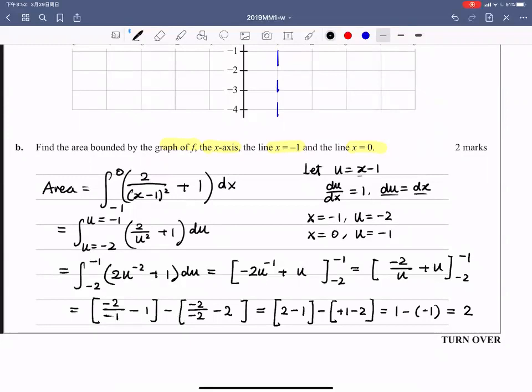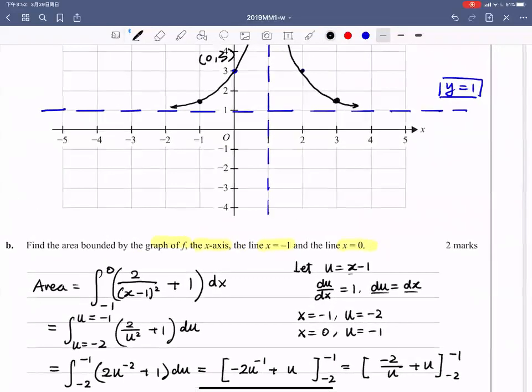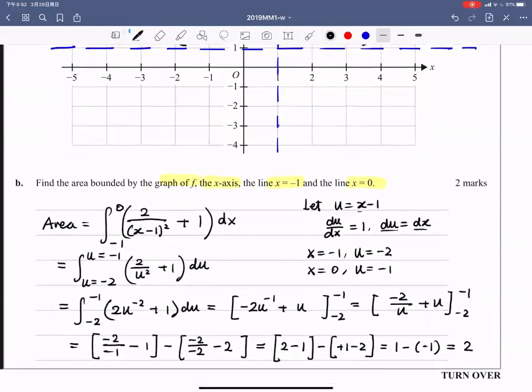Okay, let me double check. I set up the correct integral. Yes, it's from -1 to 0. Yes, and the graph is above the x-axis. The region is above the x-axis. And let's see. Yes, that should be correct.